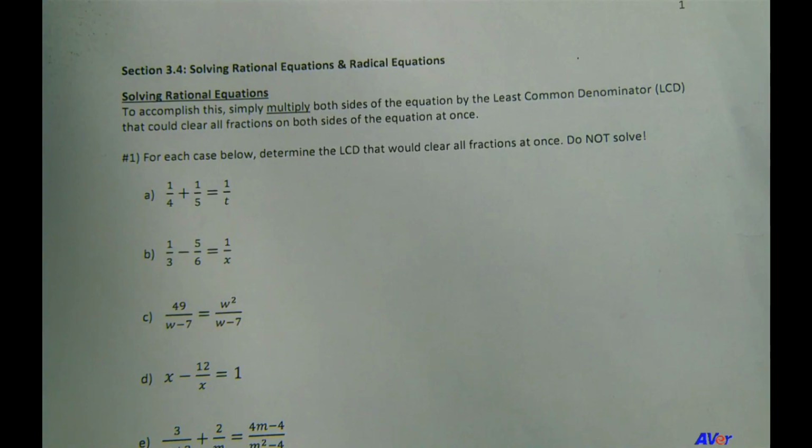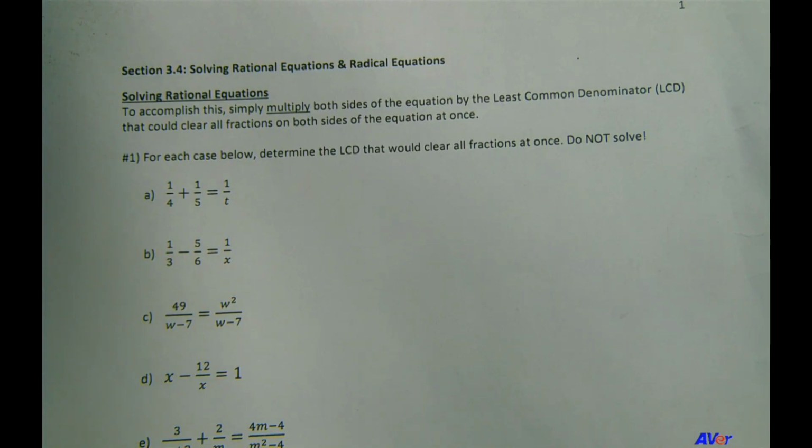So in this section, we begin by first determining what is an LCD. I'm sure you've seen this before, the least common denominator. The least common denominator can be used to add or subtract fractions that do not have a common denominator. But in this case, when we solve equations that have rational expressions in them, we want the LCD in order to be able to multiply both sides of the equation by that LCD to clear all fractions at once.